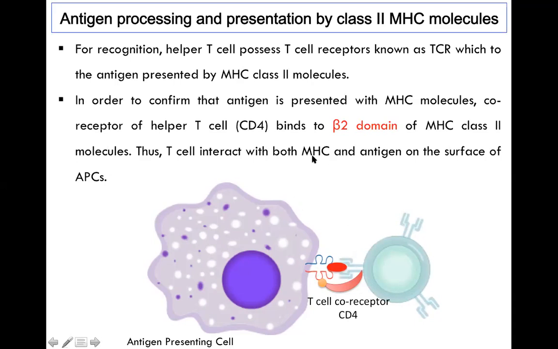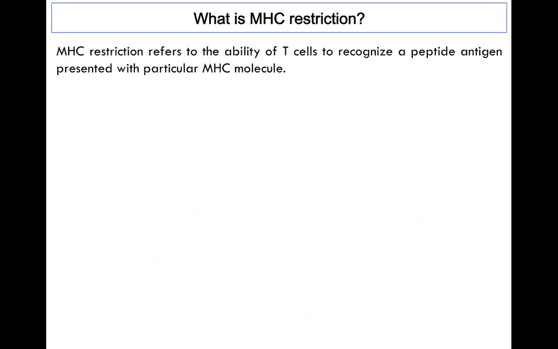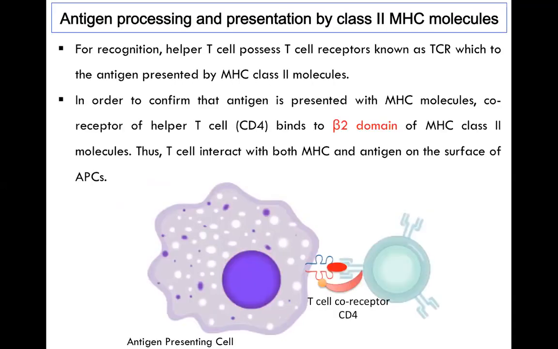So it will combine with both the MHC and the antigen on the surface of the APC, and that is why we call it the antigen presenting cell. Now we can see that the antigen is presented on the surface of the cell. But the interesting thing is, before going to the end of the lecture, we have to memorize one thing.